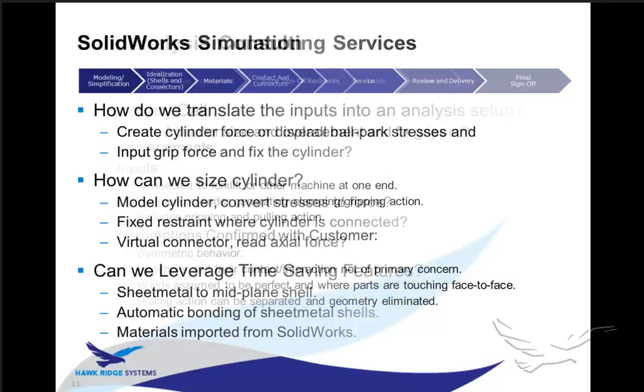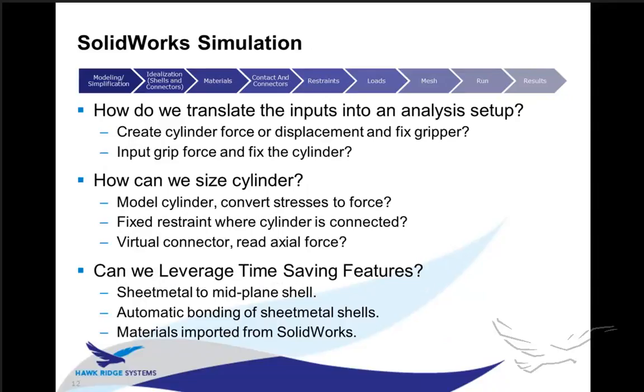So the next thing we do, after that discovery call, is we take all that information back here to Hawk Ridge Systems and we sit down and think about how we are going to do this in SOLIDWORKS Simulation. Two big things came up when we started talking about this: how do we translate the inputs that the customer gave us into a setup? They told us that we need to generate 10,000 pounds of gripping force and that they want to understand how much force is required to generate that.